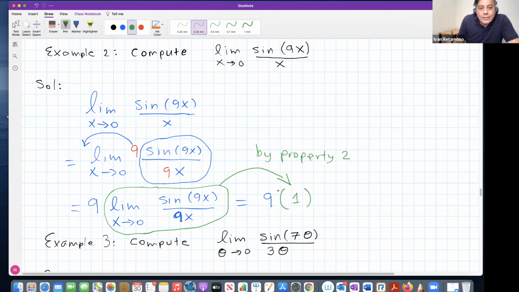Right? So therefore, final answer, this is equal to 9. Excellent. Right? The limit is equal to 9.